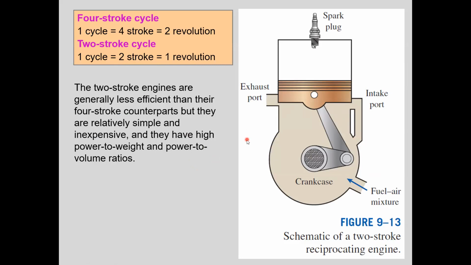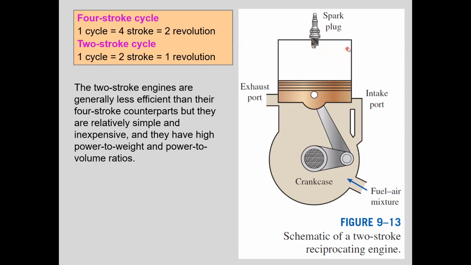Let's go over the operation of the 2-stroke cycle. So there are 2 strokes in the 2-stroke cycle. One is the compression stroke, one is the expansion stroke. First, you have the compression stroke. Here, there is air-fuel mixture, and the piston goes from bottom dead center to the top dead center and compresses the air-fuel mixture. Then at the top, the spark plug ignites and the combustion process starts.